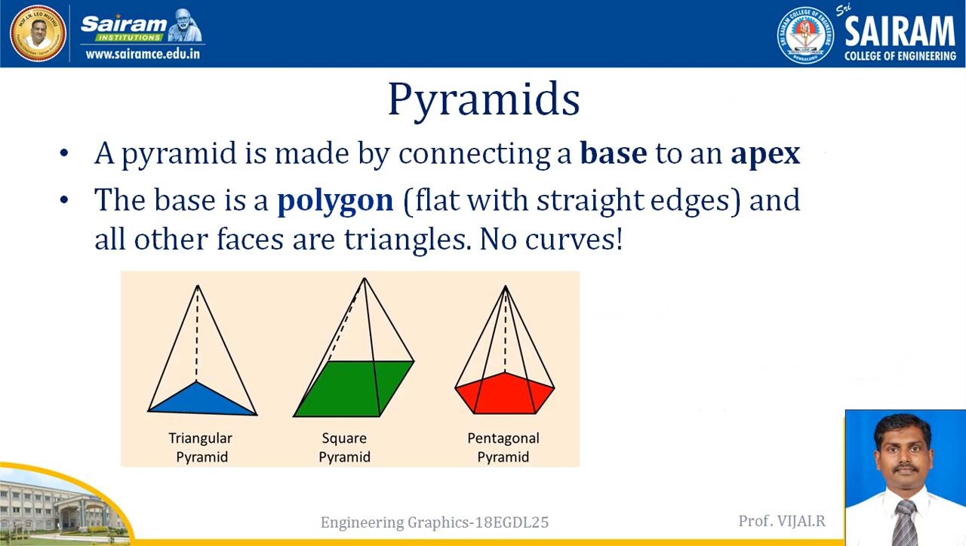Then what is a pyramid? The second one in our problems is pyramids, which are solids. A pyramid is made up of connecting a base to an apex. In a prism there are two faces of the same shape, connected with rectangular faces. In a pyramid only one base will be there, and the other faces are triangles. The base is a polygon, it may be triangular, square or pentagon. That base is connected to an apex with straight edges, and this is called a pyramid.